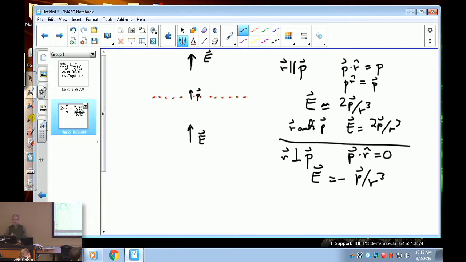Again, it falls off like 1 over r cubed, but now it's pointing in the opposite direction to the dipole, so the electric field is this way, out here. And it's half the strength of what it was, even at the same distance.